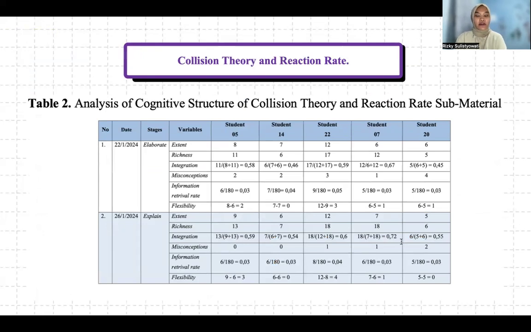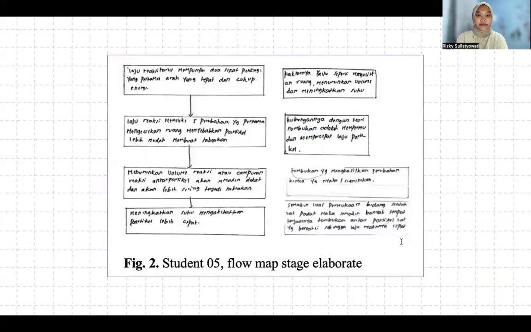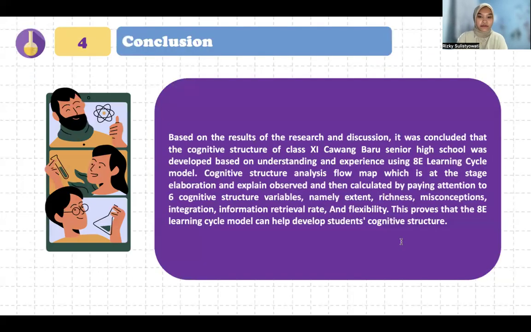Here are the results of the calculation on each variable of cognitive structure on the submaterial collision theory and reaction rate. And here is an example of a flow map drawing by student number 5 at the elaborate stage on the collision theory and reaction rate submaterial.